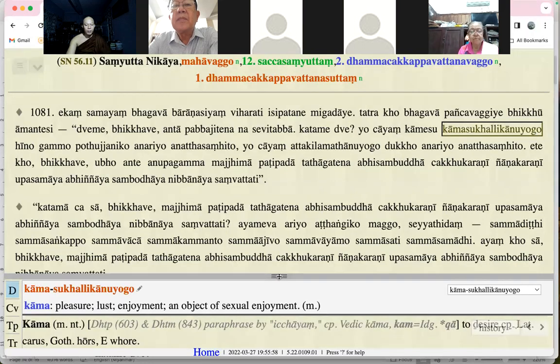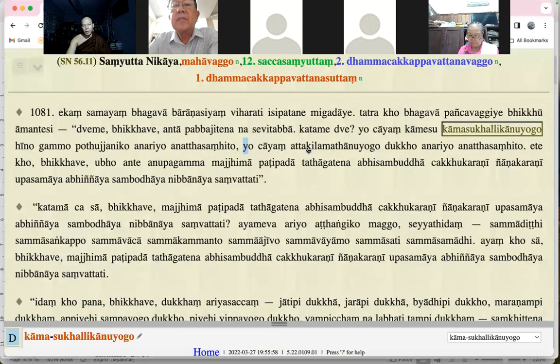In this way it can be understood. The same way in the second line also, yo ayaṃ attakilamathānuyogo. Even though the sentence is long, yo ayaṃ kāmesu kāmasukhallikānuyogo hīno gammo pothujjaniko anariyo anatthasaṃhito, the point is kāmasukhallikānuyogo. The point is attakilamathānuyogo. That means the other parts, the meaning of puthujjaniko, anariyo, anatthasaṃhito, at the first time reading, if we cannot understand, no problem. Whenever we read a new text, if we understand the point or the emphasis, the main theme of that text can be understood for us.